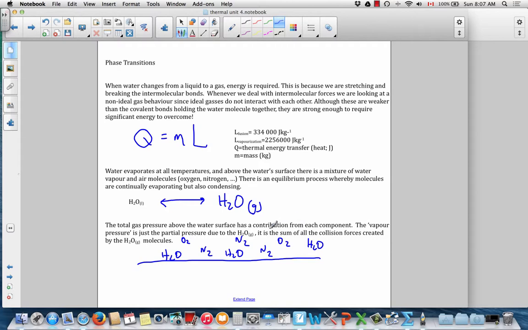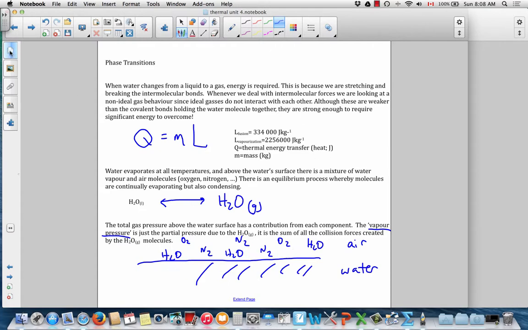Now, something known as the vapor pressure, we should define that. The vapor pressure, that's just the pressure that comes from these H2O molecules. It's otherwise known as partial pressure. So it's the sum of all the collision forces coming from just the H2O molecules. So to be clear on this diagram, this is the water, and then this is the air space above the water, which contains oxygen, nitrogen, but also molecules of gaseous water.